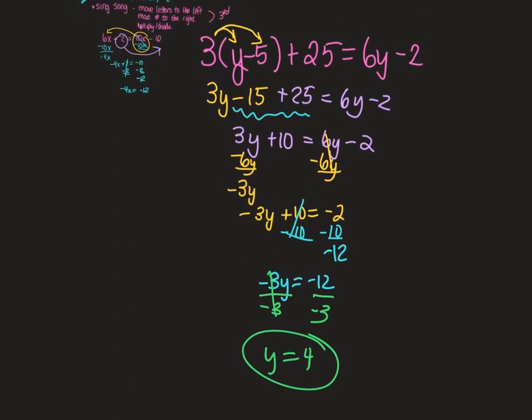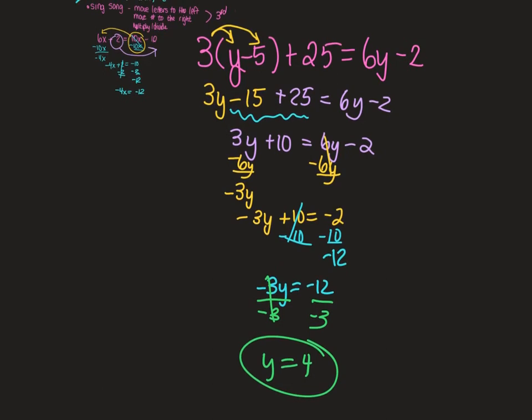So let's look. Those were all of our steps. We did the distributive property. We did combining like terms. We minus 6y to move all the y's to the left. We subtracted 10 to move all the numbers to the right. And then finally divide.